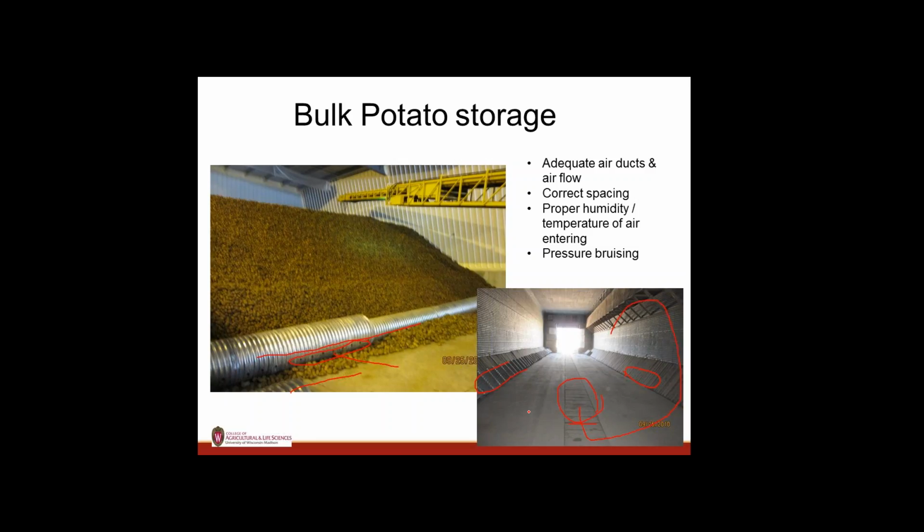So that's an example. Now, it's important that we have proper humidity as well as temperature entering into the pile. If we lose humidity, especially on the bottom of the pile, we will lose water, and then we get pressure bruising. If you looked at a potato and it had this little pocket on the top, that's what we call pressure bruising. Basically, it couldn't support the weight of the product above it, so it got pushed in or collapsed.